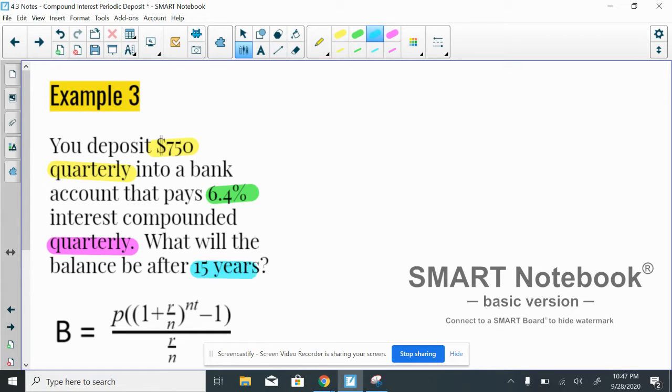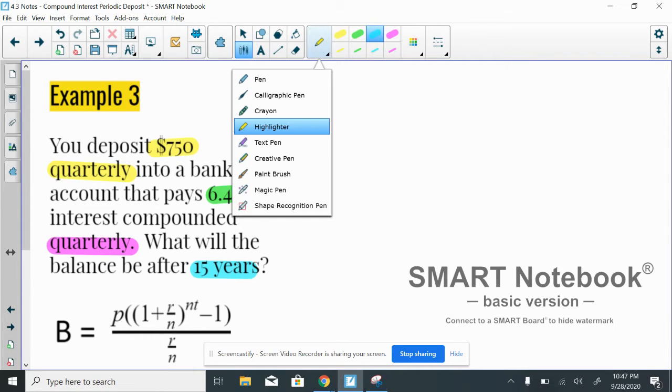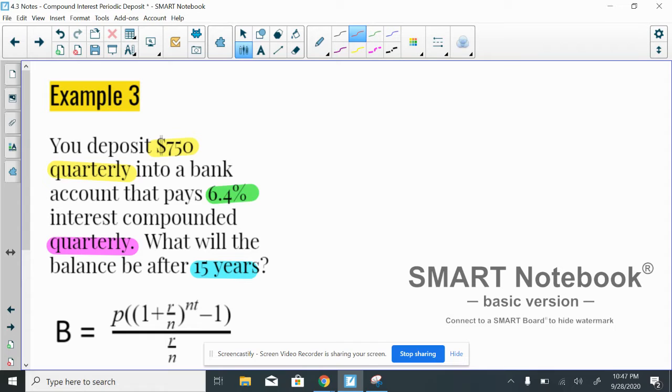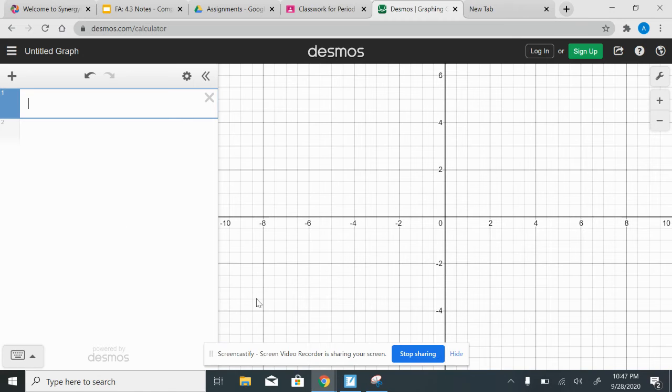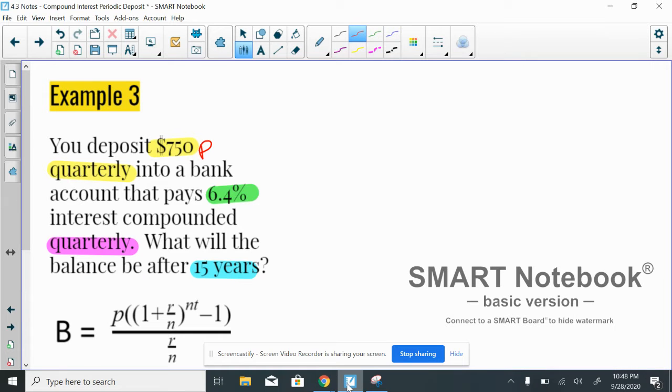We want the ending account balance at the end of 15 years. Okay, so we're going to go ahead and take a look. That periodic deposit, the p-value is 750. If I want to know the rate, 6.4% is really 6.4 divided by 100. So I'm going to rewrite my 6.4% as the decimal 0.064. And I'm just going to make note of that up here.